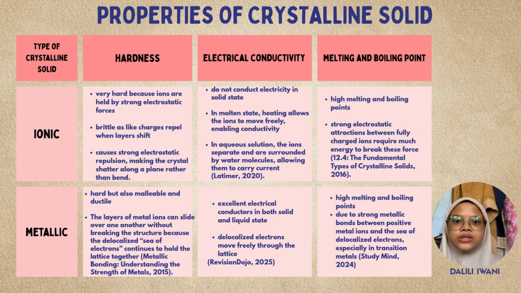The layers of metal ions can slide over one another without breaking the structure because the delocalized sea of electrons continues to hold the lattice together. Metals are excellent electrical conductors in both solid and liquid state because delocalized electrons move freely through the lattice. Metals have high melting and boiling points due to strong metallic bonds between positive metal ions and the sea of delocalized electrons, especially in transition metals.